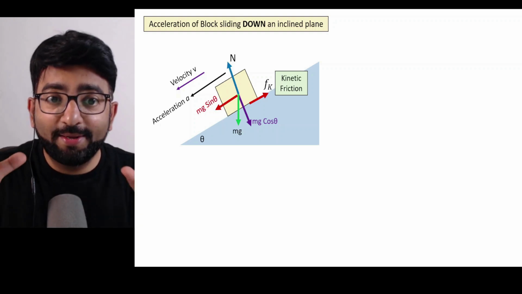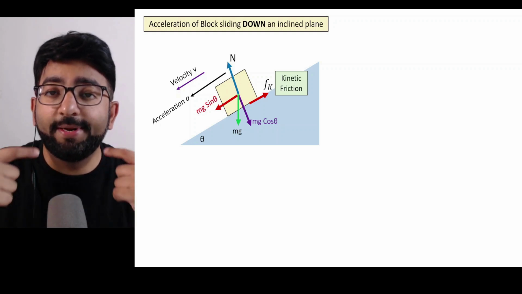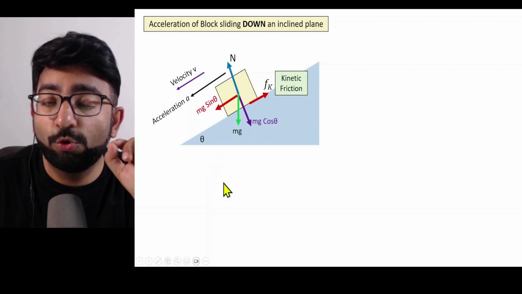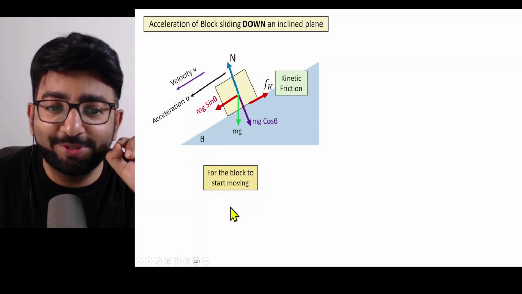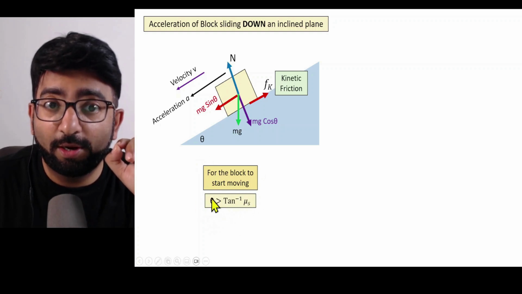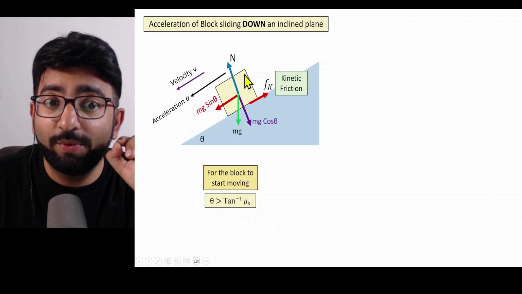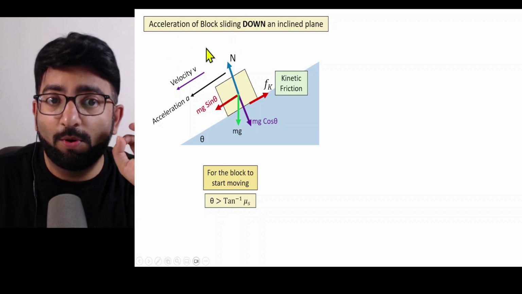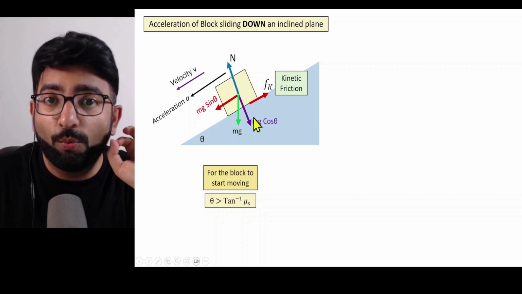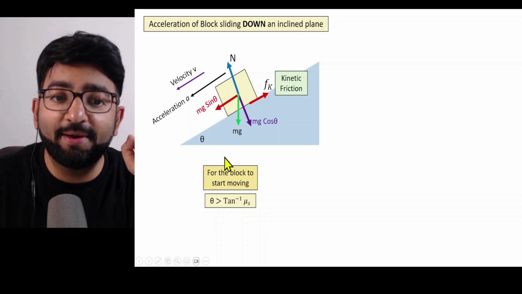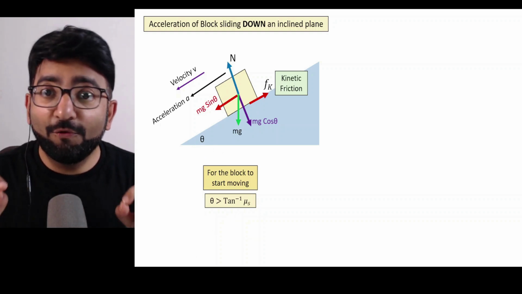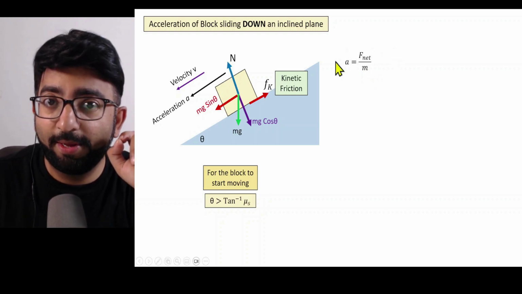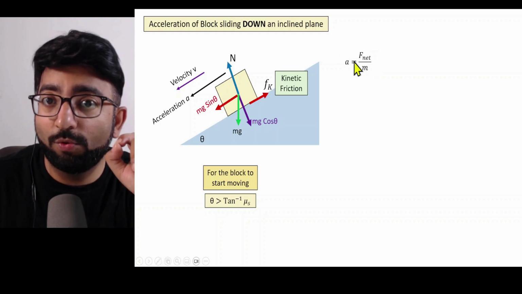So we already know that in situations like this, if a block is kept on an inclined plane, for the block to start moving, there is a critical value of theta which needs to be satisfied, and that is, the angle of inclination theta should be greater than tan inverse mu s. Only then the block will start to move. Now, in this case, it is mentioned that the block is actually sliding down the incline, which means the angle of inclination is much greater than tan inverse mu s. So now we have to figure out the magnitude of acceleration using Newton's second law, F is equal to ma. So acceleration will be equal to the net force divided by m.